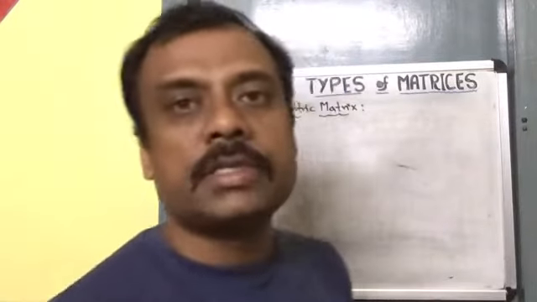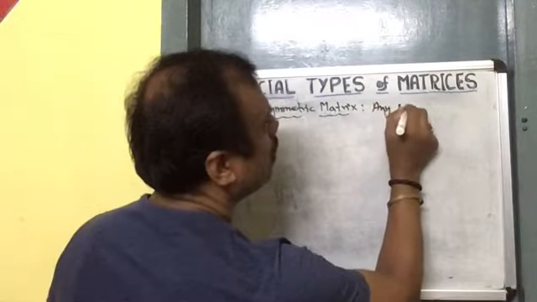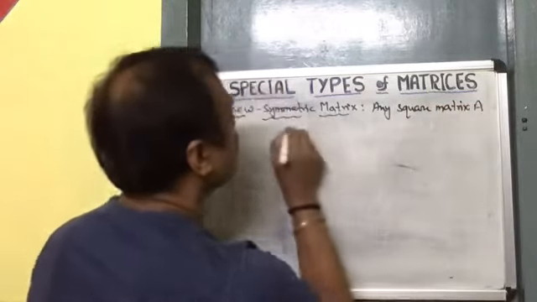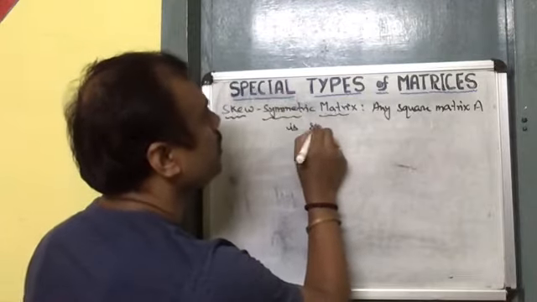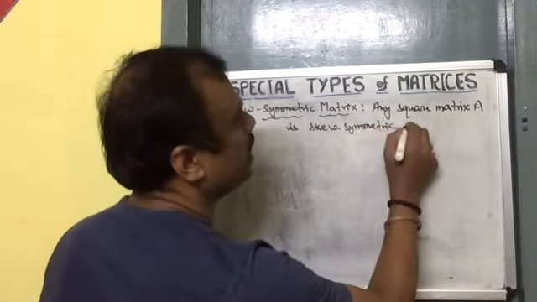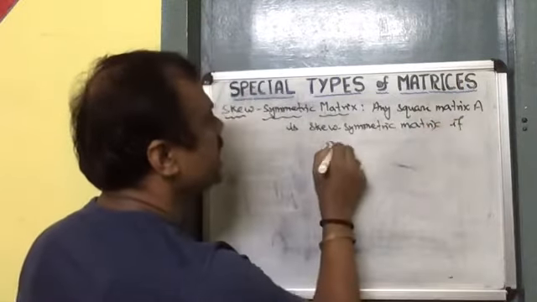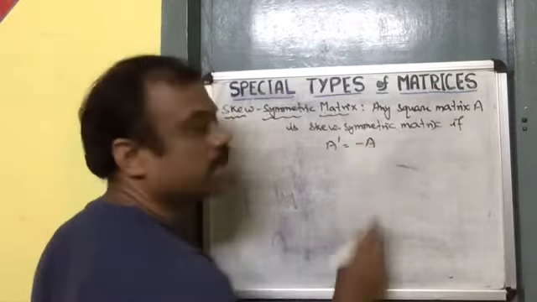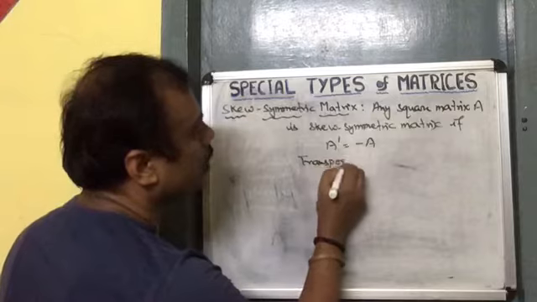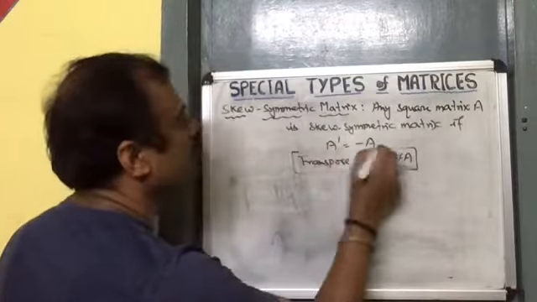Okay, let's discuss the skew symmetric matrix. Any square matrix A is a skew symmetric matrix if A dash equals minus A. That means the transpose of A equals the negative of the given matrix.